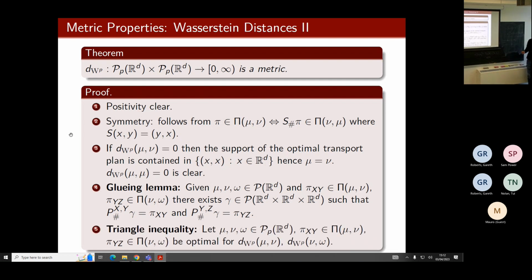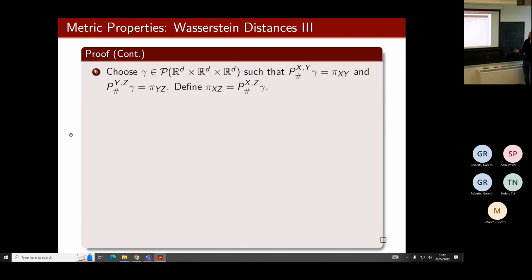Right, so this now allows me to build everything. I think I might go into a few details in the next slide. So mu, nu, and omega are all probability measures. I take my pi of xy and pi of yz, and I assume they're optimal for the Wasserstein distance between mu and nu, and nu and omega. Then I take my gamma, which has the right first 2 marginals and the right second and third marginals. And then I can use this to define a candidate plan between the first and the third, just by taking the first and the third marginal of my gamma.